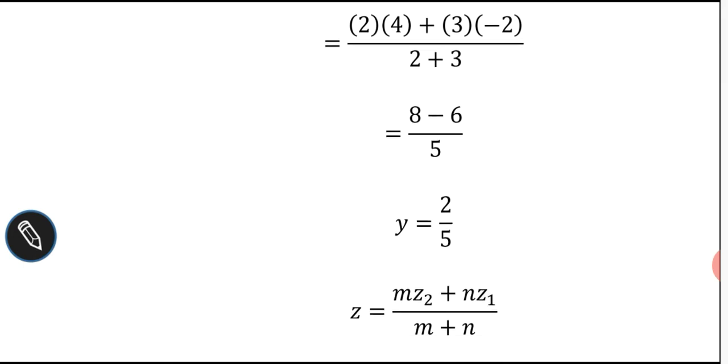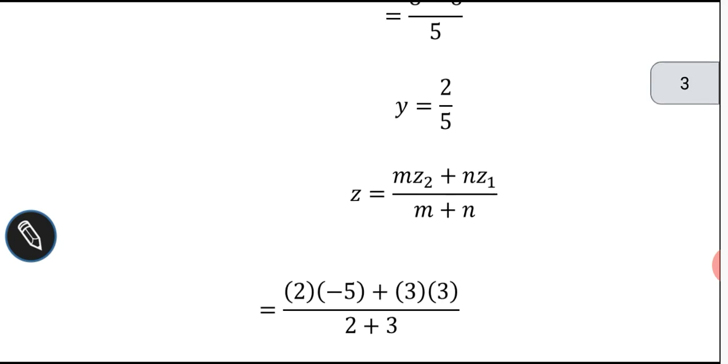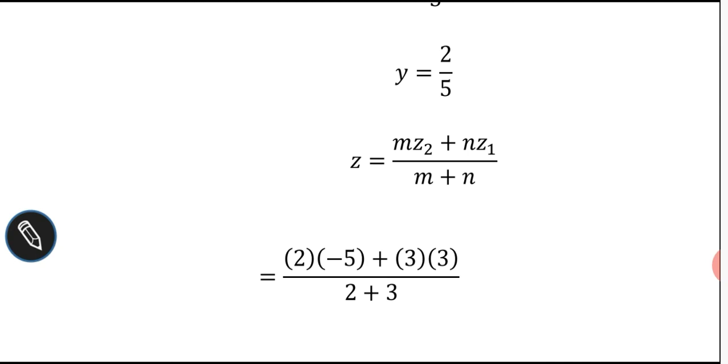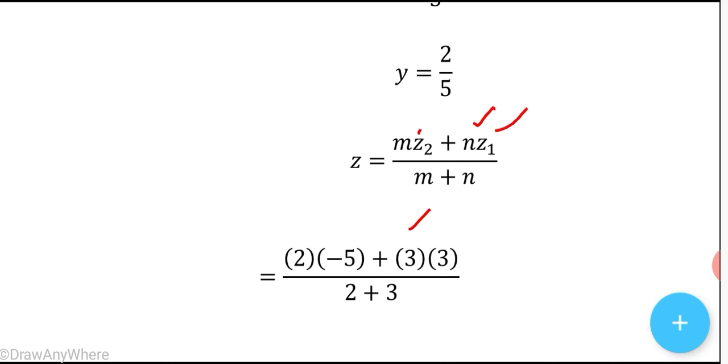Okay, for z, (m z2 plus n z1) divided by (m plus n). So plug in the values. So for m we have 2, for z2 we have minus 5, for n we have 3, for z1 we have 3.